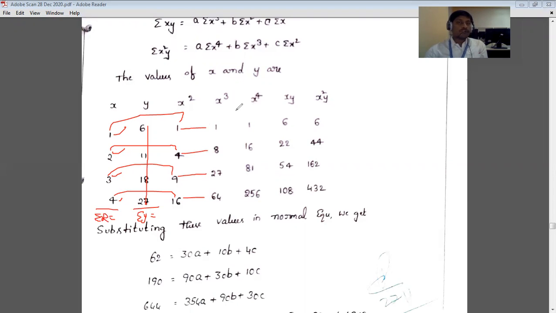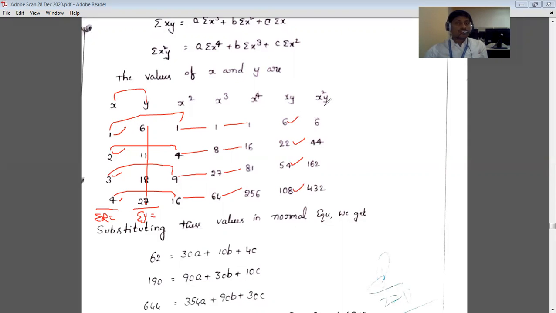Next, x power 4 is 1 power 4, 2 power 4 is 16, 3 power 4 is 81, and 4 power 4 is 256, or 8 into 2 is 16, 27 into 3 is 81, 64 into 4 is 256. With that, x power 4 is completed. Now what we require is the xy values, so we need to multiply these two: 1 into 6 is 6, 2 into 11 is 22, 3 into 18 is 54, and 4 into 27 is 108.